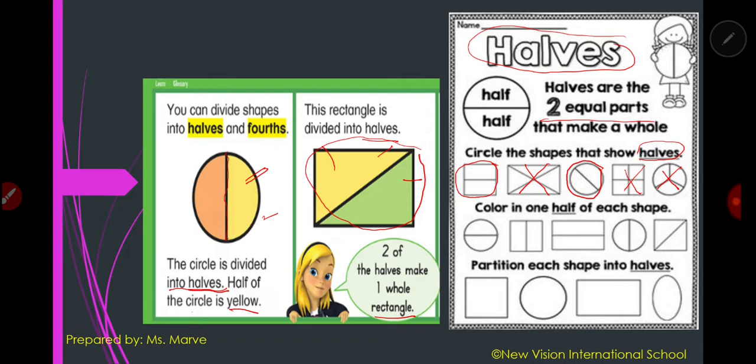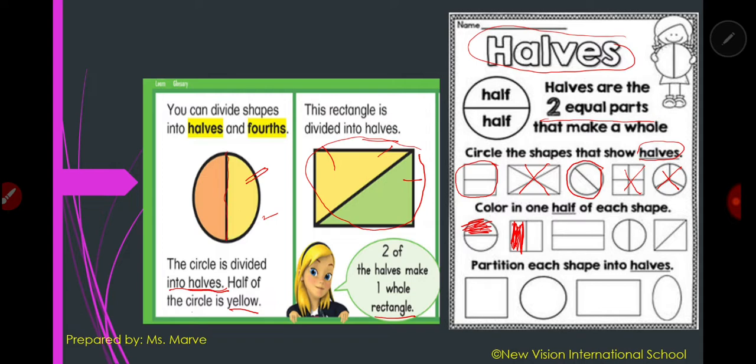Okay? So, another example. Color in one half of each shape. You are going to shade or color the half, the equal part of a whole. Okay? I will color the two shapes. I want you to color the third, the fourth, and the fifth alone. So I'll color this. I'll color this. Can you color the third, fourth, and fifth? Start now.